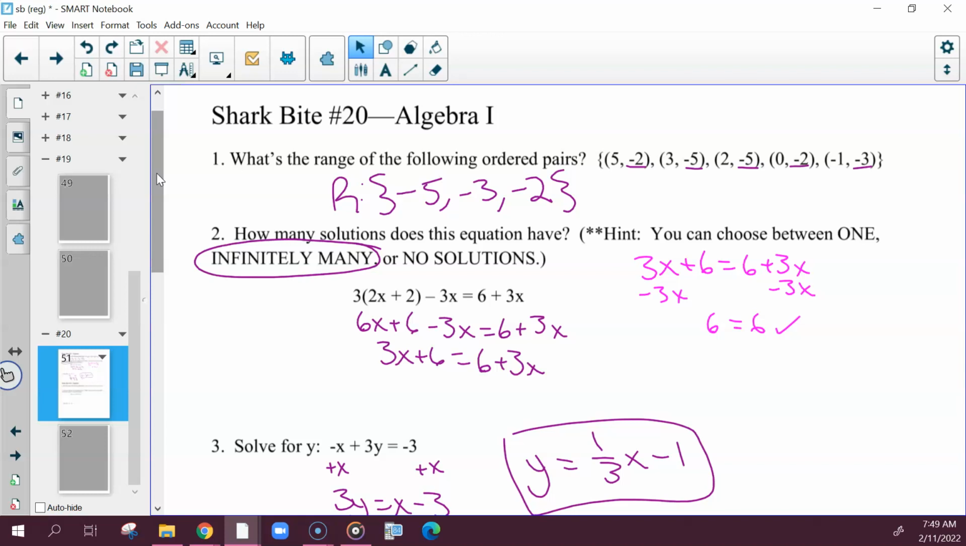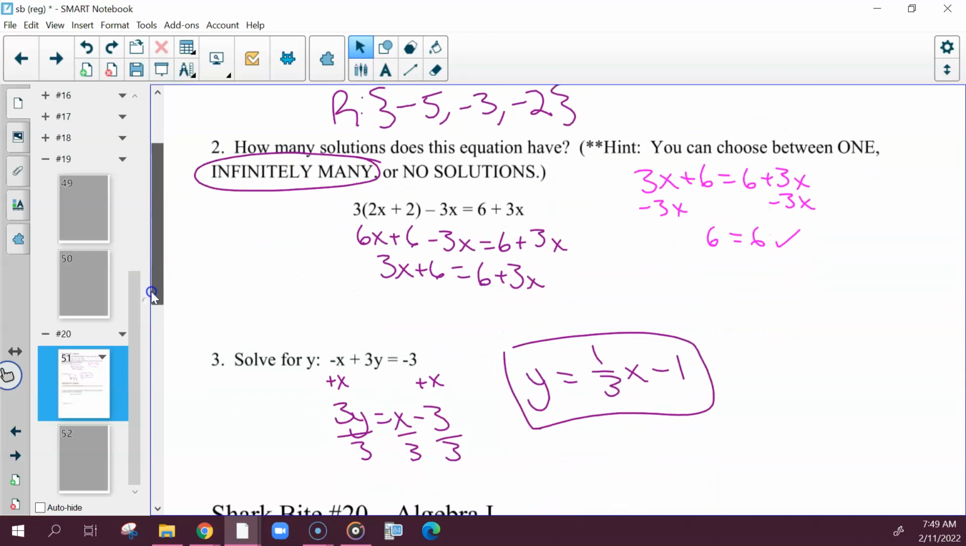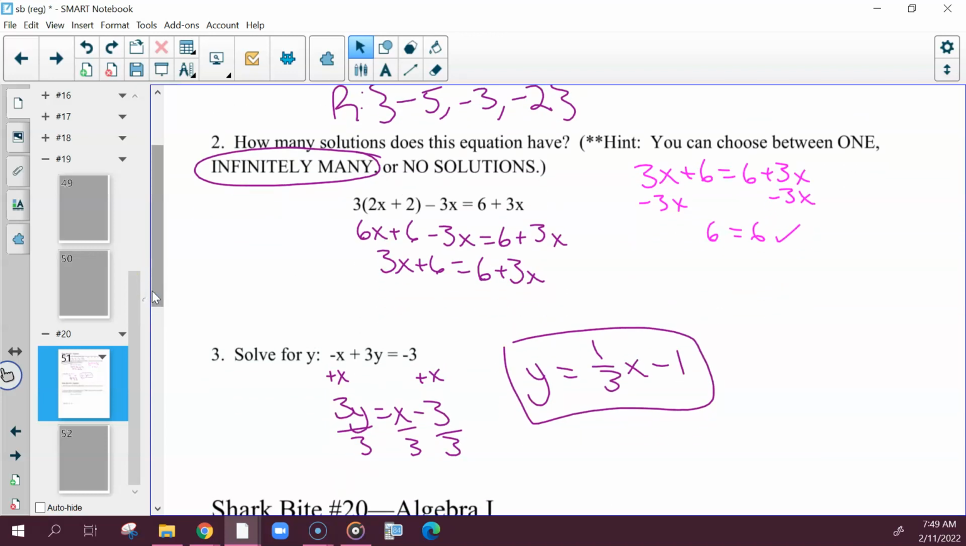Number 2, this one asks how many solutions does this have? As you start to solve this, you distribute and combine like terms. You end up with the same thing on both sides, even though they look a little different. So 3x plus 6 is the same thing as 6 plus 3x. They're just switched. If you notice that, you could stop there and say this is infinitely many.